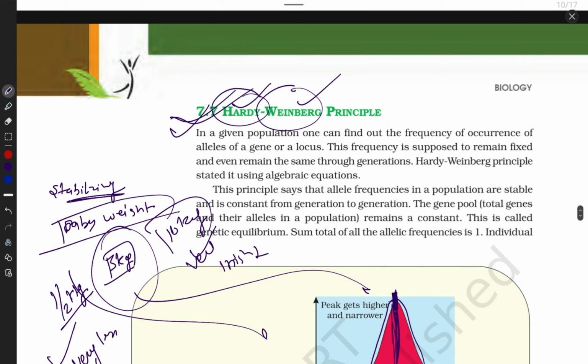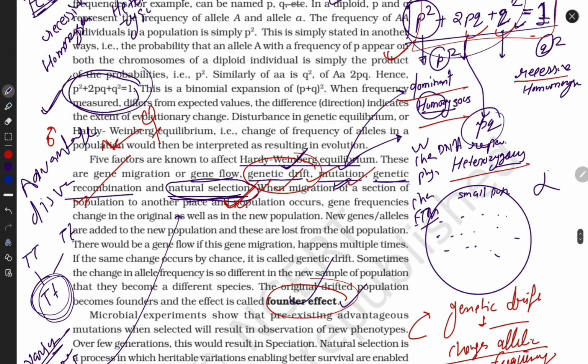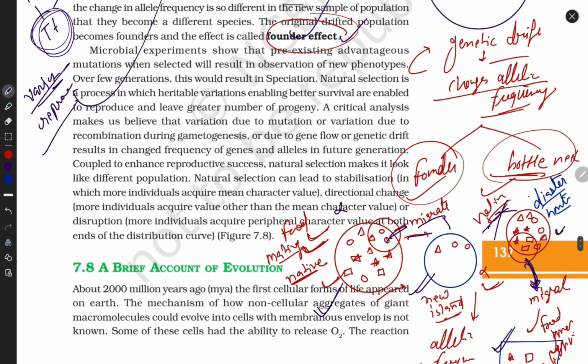So guys, this is all your Hardy-Weinberg. If this principle comes in your examination, then you have to write these things completely, and your examiner will give you full marks out of full marks.